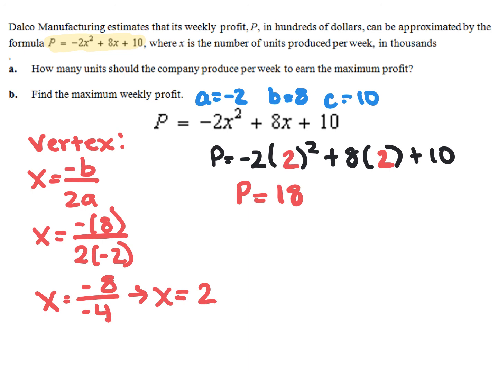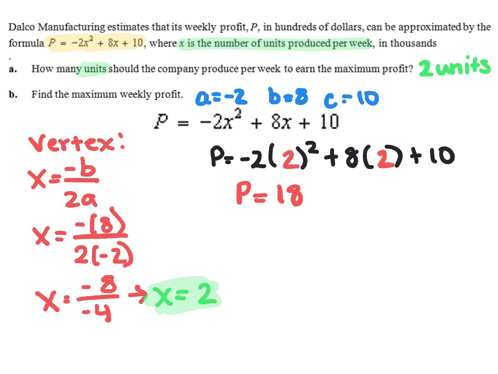Now, to answer the question in context, it says how many units should the company produce per week to earn the maximum profit? And up above, it tells us that x is the number of units produced per week. So our answer for x is the final answer. So we should say that it would be 2 units.